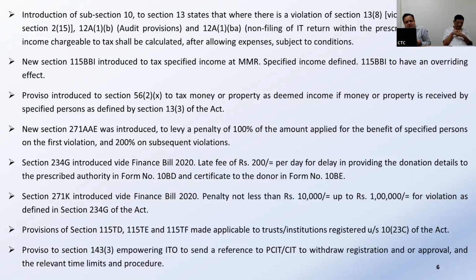Then a proviso was introduced to section 56(2)(10) to tax money or property as deemed income if money or property is given to specified persons as defined by section 13(3) of the Act.